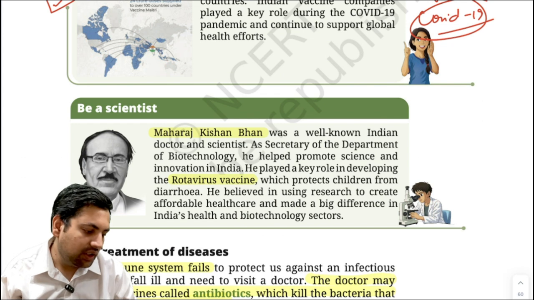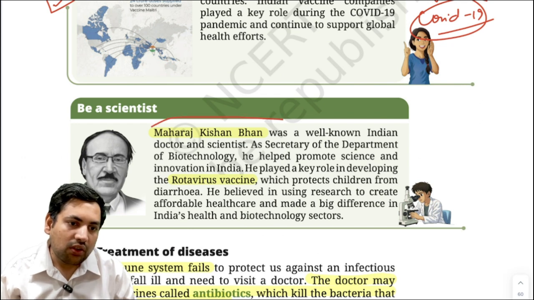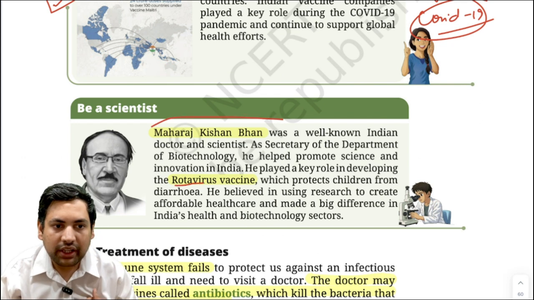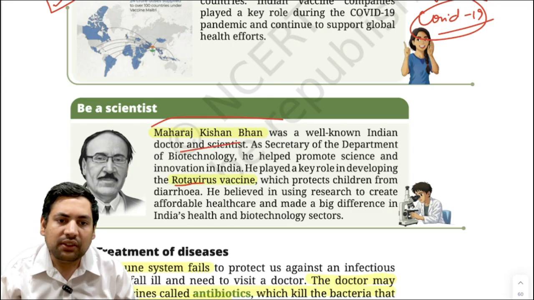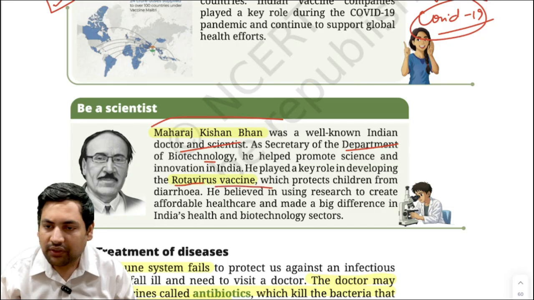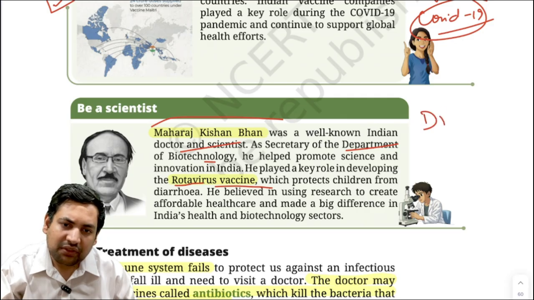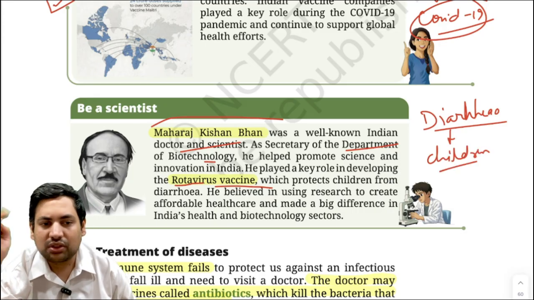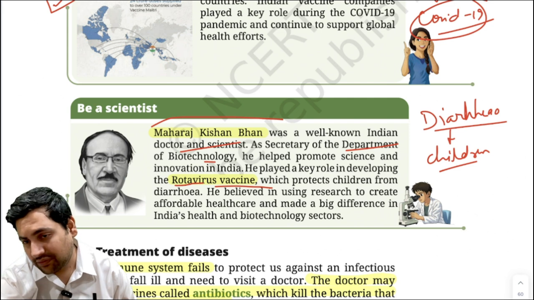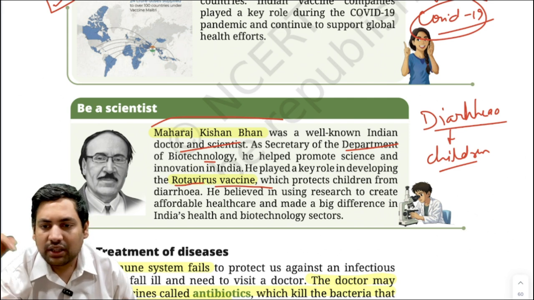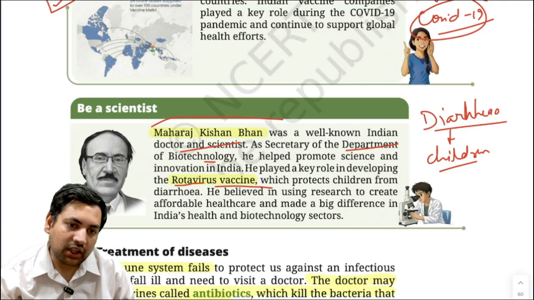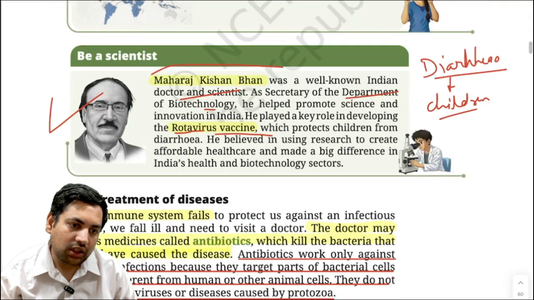Then see this scientist. This is Maharaj Kishan Bhan. Basically he was a well-known Indian doctor and scientist, and he was the secretary of the Department of Biotechnology, and they developed the rotavirus vaccine. What is rotavirus? Rotavirus causes a very severe kind of diarrhea in children. Diarrhea, I think everybody knows, like loose motions. So this was infecting a lot of children, so we developed the rotavirus vaccine against it. This person was involved in it.